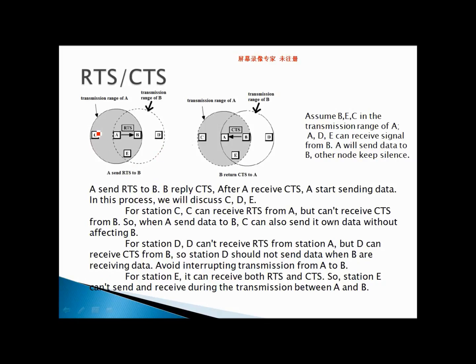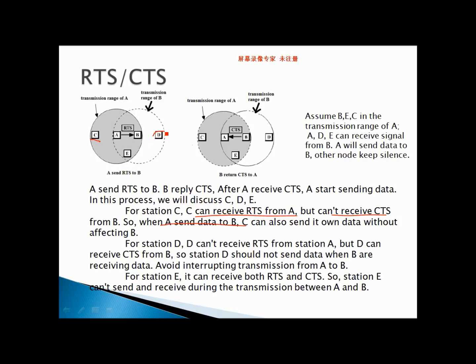For C, when A sends RTS, it can receive the RTS, but when B replies CTS, it cannot receive that. So C just receives the RTS but cannot receive the CTS. So when A sends data to B, C can also send its own data without affecting B.